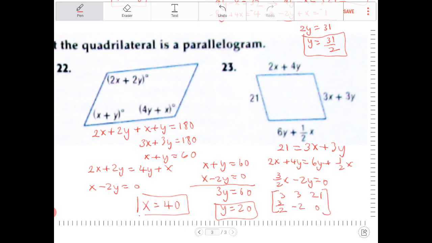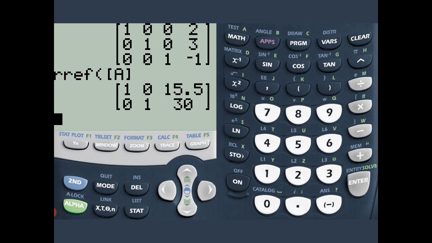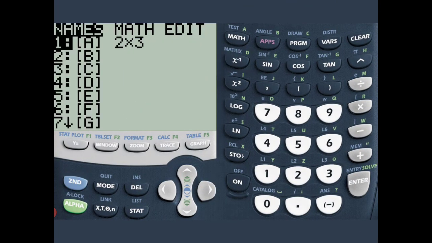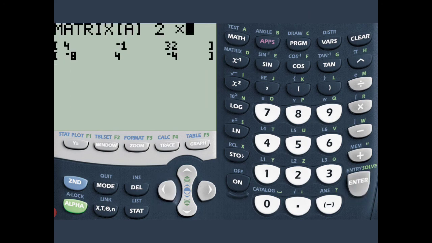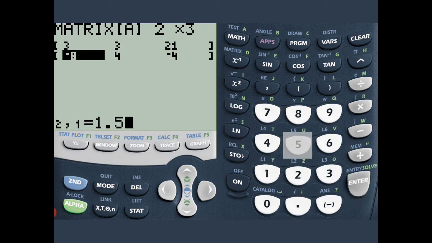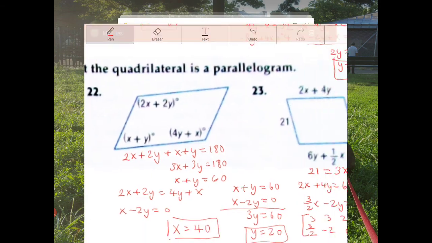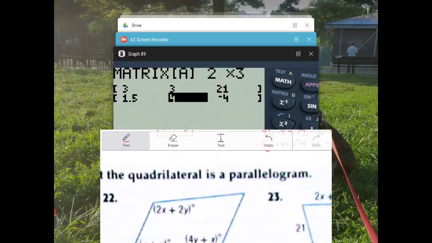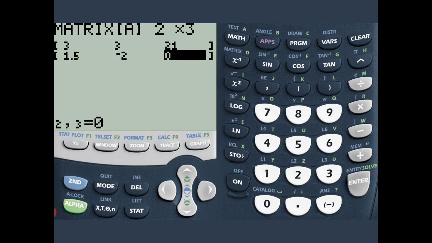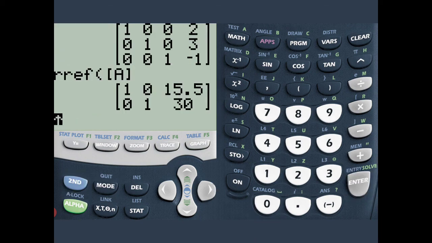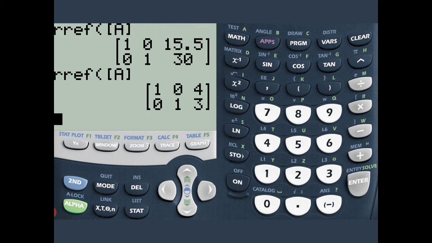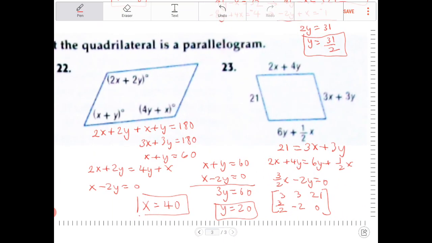3, 3, 21, 1.5 because that's 3 halves. And what was the other number? Negative 2 and 0. Okay. So if I press second mode and I press second enter, I end up with x, 4 and 3. So I end up with x is equal to 4 and y is equal to 3. There you go.